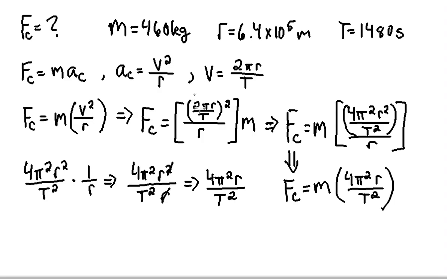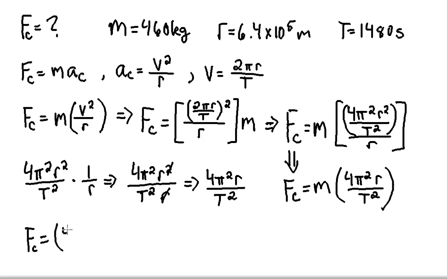Okay, so just to review what we had to do: replace a sub c with what it's equal to, and replace v with what it's equal to. And then we wanted to simplify this. You could plug the numbers in right here and do all the math, but I wanted to just show you how to cancel some things out so that you could stomach looking at this a little bit easier.